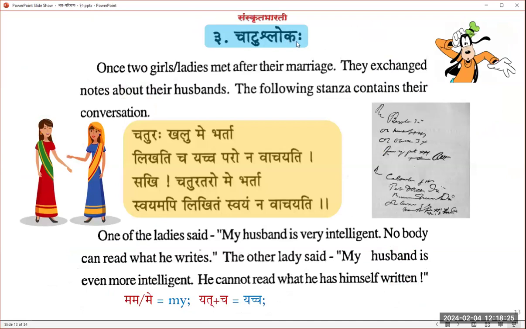Okay, Chatushlokaha. Let us see what is today's witty verse. Once two girls or ladies met after marriage. They exchanged notes about their husbands. The following stanza contains their conversation. Here, guys, don't become too happy. Both of them are referring to their husbands, not in a very smart way.